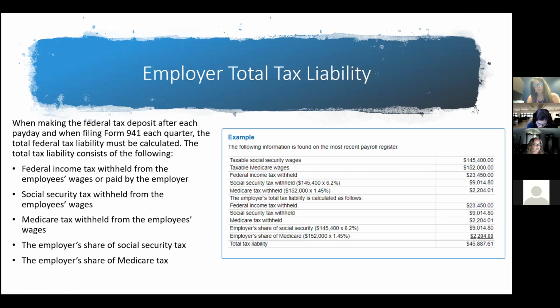Taxes have to be paid by your employer, obviously, when making federal tax deposits after each payday. And when filing the Form 941 each quarter, the federal tax liability must be calculated, and it's going to be all of the federal taxes that you withheld from the employee as well as the employer side of those. So all of the federal income tax you withhold, all of the Social Security that you withhold, all of the Medicare that you withhold, all of the additional Medicare that you withhold, as well as the employer's share of Social Security and Medicare is what goes into the tax liability for federal taxes.